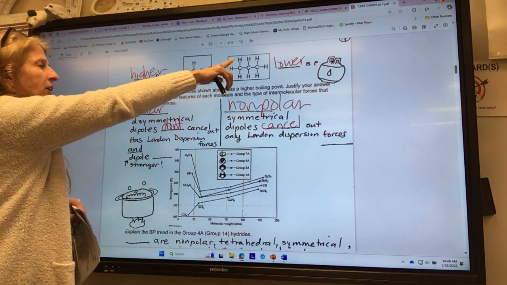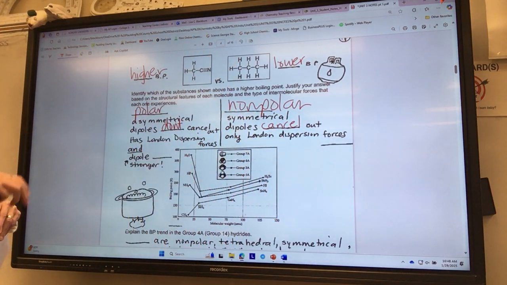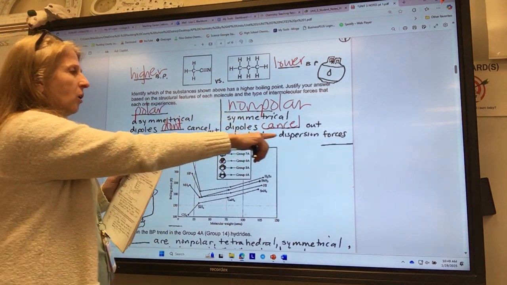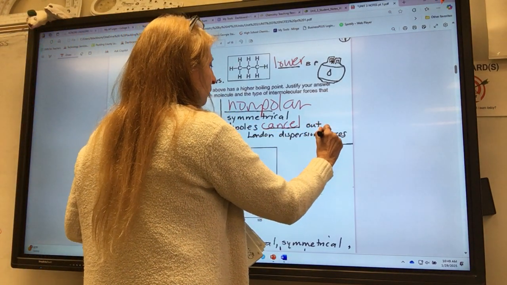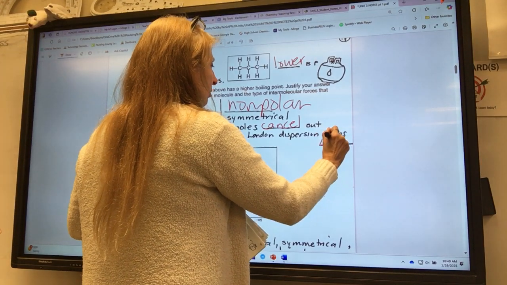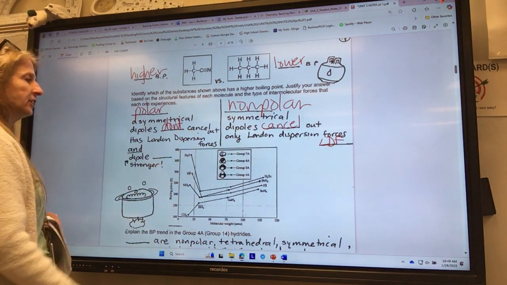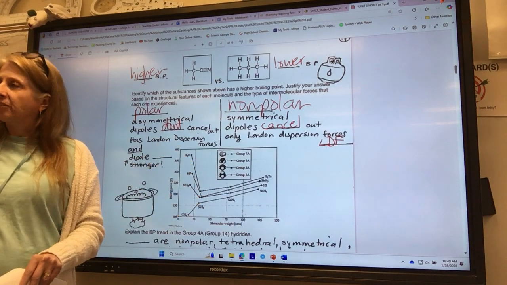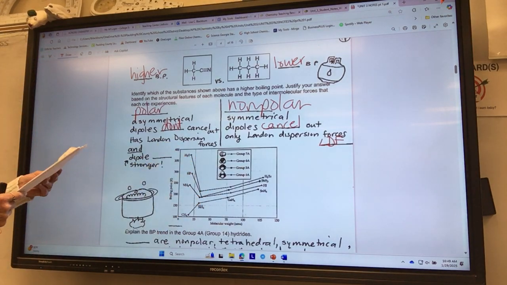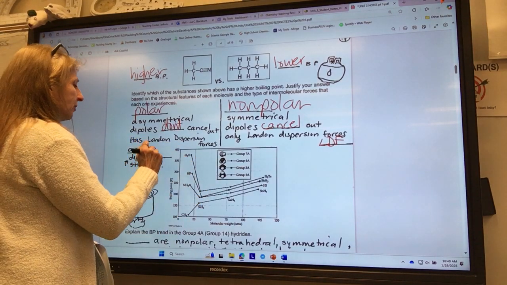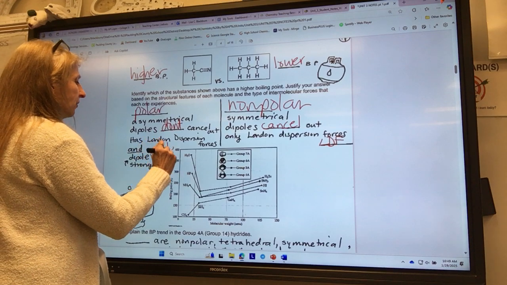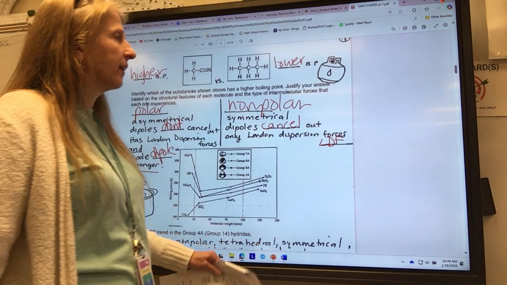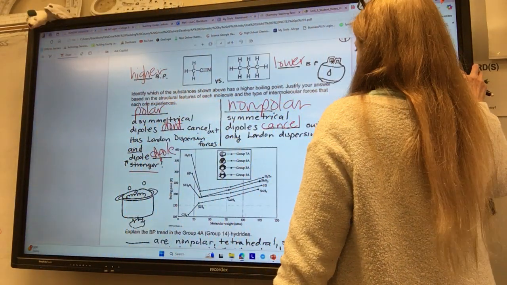Okay, these bonds are not neutral. It's not bonded to itself, but they all cancel out. So this one only has London dispersion forces. This one has London dispersion forces too. Remember, everybody gets London, and then some of them get other stuff to make them stronger. So it also has dipole-dipole. It's fun, you get to say it twice. So therefore it's stronger.